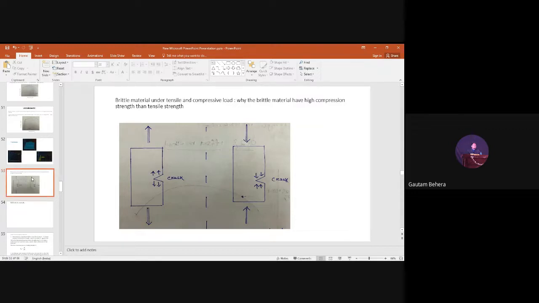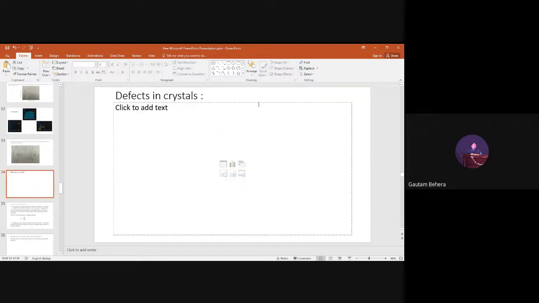Anyways, and defects in crystals. Do you people remember the different defects in the crystals? Tell me quickly, what are the different defects in the crystals? Vacancy, interstitial, and dislocation. Okay, fine. Vacancy, interstitial, and dislocations.